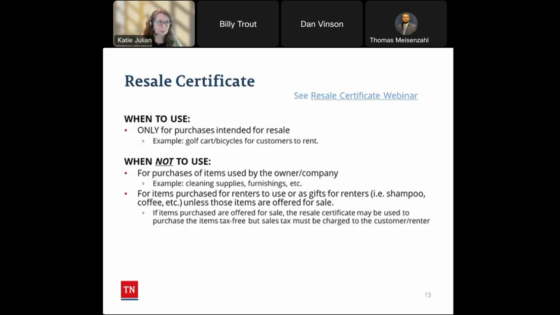If you're going to purchase some stuff you're going to be selling and some stuff you're just going to be using, let's say you're going to Costco and buying a bunch of bottled waters that you're going to sell, and you're also buying some cleaning supplies and things to furnish your short-term rental, you will want to separate that out and have two different receipts. One of them you'll use your resale certificate for, the stuff you're going to be reselling. The stuff you're going to be using, you cannot use your resale certificate for. And we've got a webinar dedicated to resale certificates, with a link to it in the PDF, if you want a little bit more information.